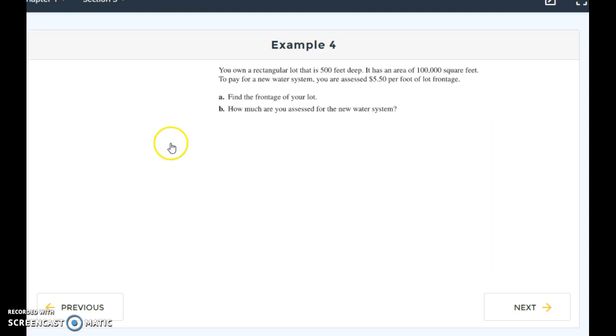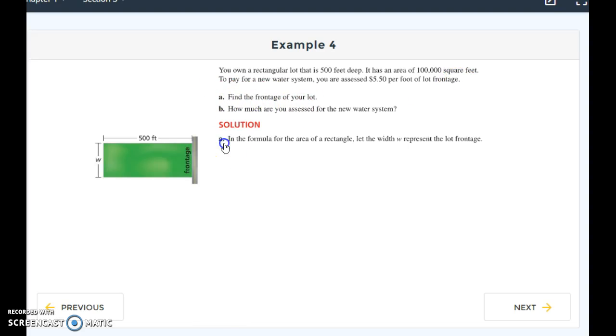So here's a word problem we can look at. We own a rectangular lot that is 500 feet deep. It has an area of 100,000 square feet. To pay for a new water system, I'm assessed $5.50 per foot of lot frontage. So the first thing I have to do is find the frontage of my lot.